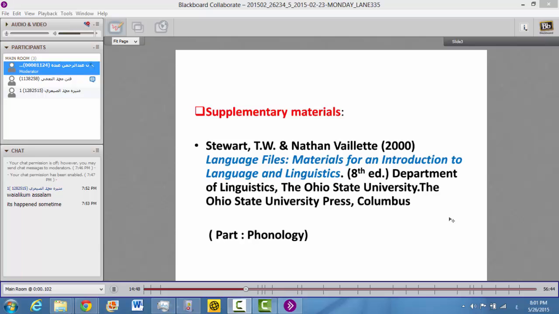Try to do number 2 and number 3. If we have enough time in one of the classes, we are going to answer them. But I want you to work on it and try to do it yourself. The first question: the following sets form natural classes. How can they be characterized in terms of features?